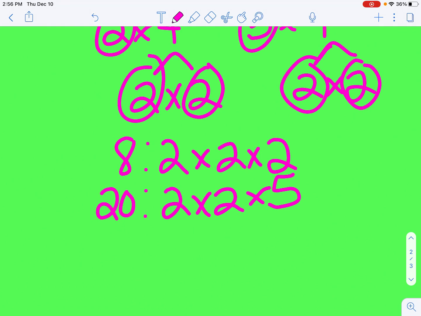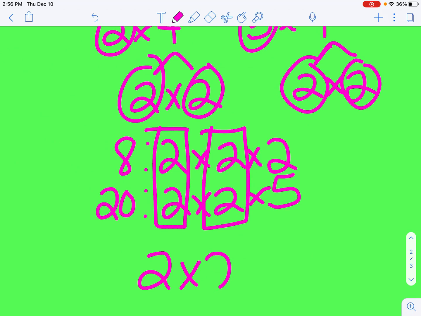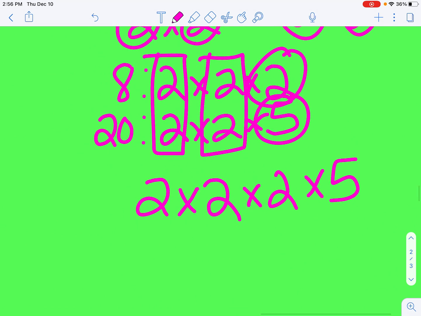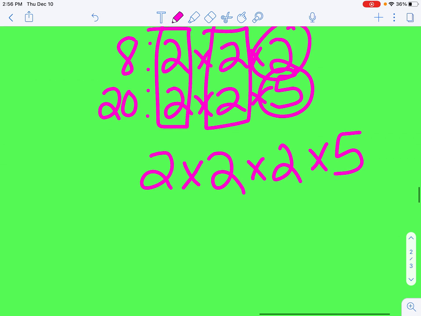Alright, so this is where it's super important. We only multiply the numbers that they share one time. So they both share this 2. So we multiply it once. They both share this 2. Multiply it another time. And then 8 has one more 2. And 20 has one 5. Okay, so those are the numbers we multiply to figure out our common multiple.